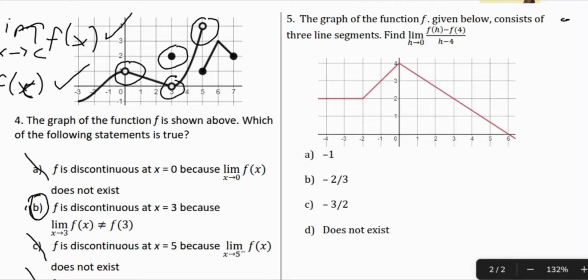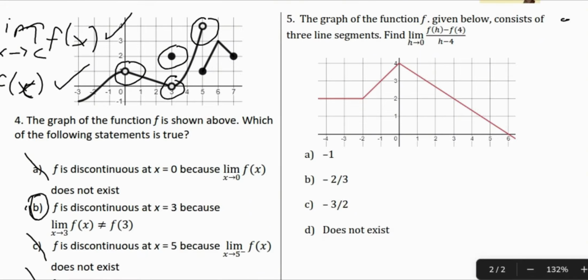So this next question: the graph of the function f given below consists of 3 line segments. Find the limit as h approaches 0 of f of h minus f of 4, over h minus 4. This limit seems pretty complicated. However, it's really just the alternate form of the derivative, which, looking at it, means that we need to find the derivative at x equals 4, which is pretty simple enough. You just have to do a simple rate of change.